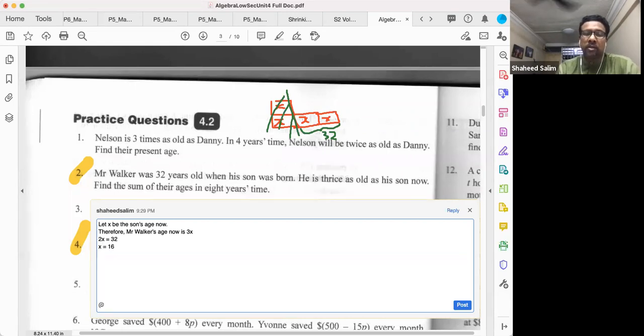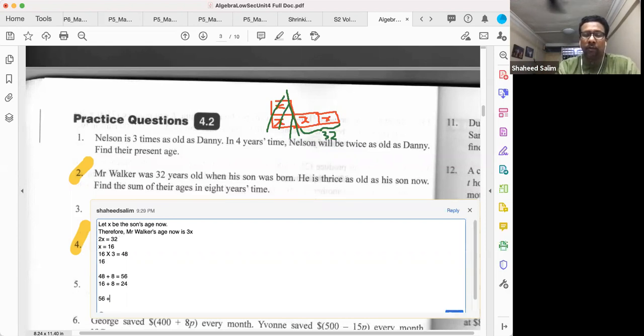So how old is Mr. Walker? 16 times 3, 48, I think. Right? And how old is the son? The son is 16. What's the age of Mr. Walker in 8 years' time? You plus 8, you get 56. What's the age of the son in 8 years' time? You plus the 8, you get 24. So 24 plus 56, you get 80. And that is the answer.